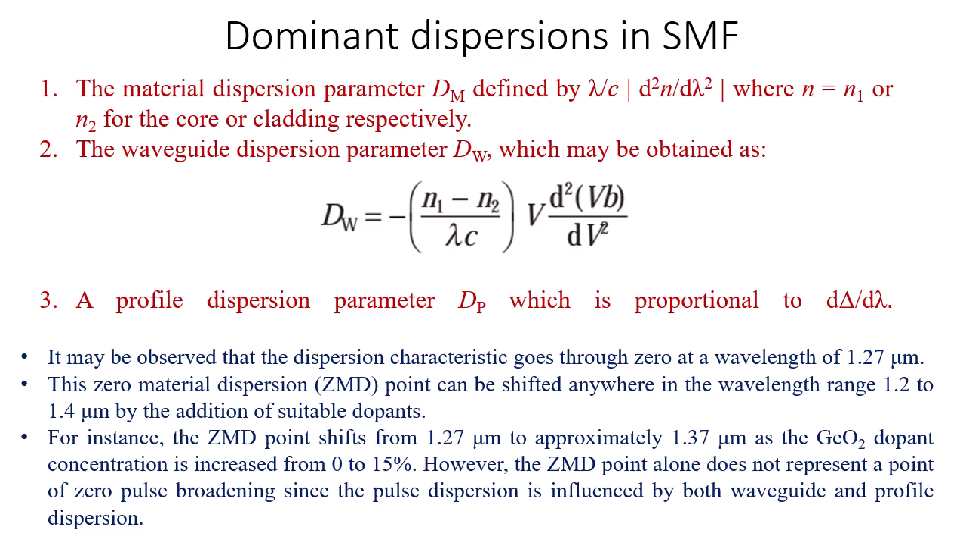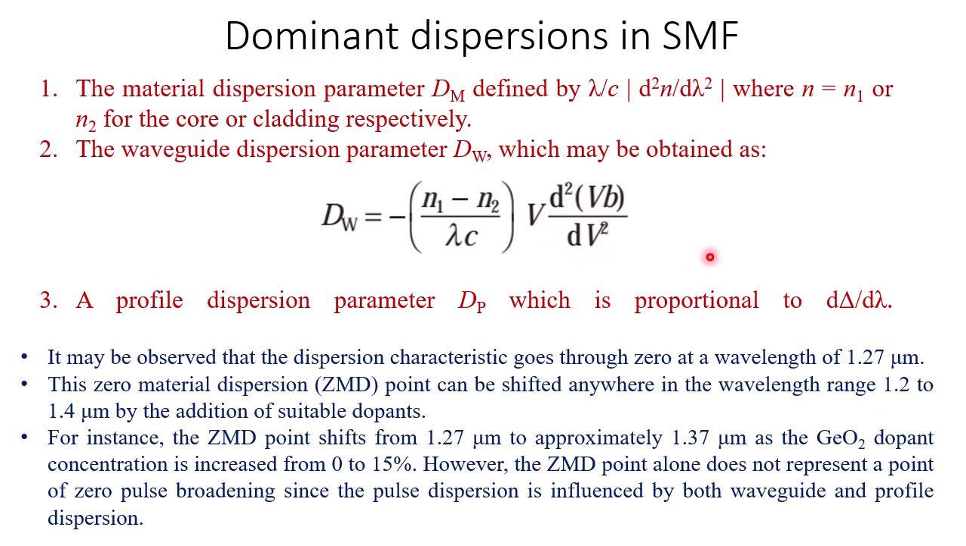Dominant dispersion in single mode fiber. The material dispersion parameter, that is Dm, defined by lambda by c into d2n/d lambda square, where n equal to n1 or n2 for the core or cladding. The waveguide dispersion parameter Dw can be written as minus of (n1 minus n2) by lambda c into V into d2(Vb) divided by dV square.